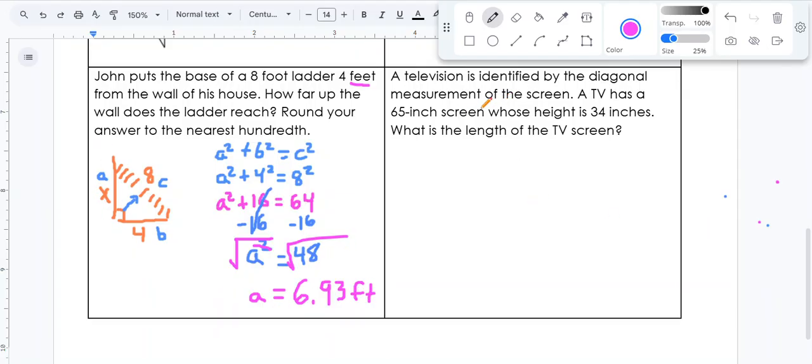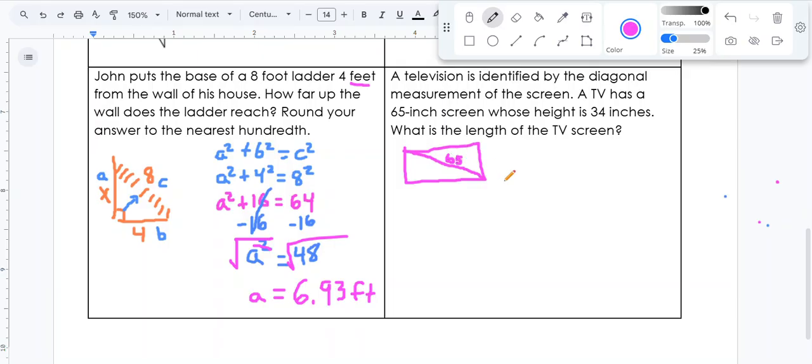All right, let's try this one over here. It says a television is identified by the diagonal measurement of the screen. So if you go to like Walmart and you see the TVs there and it says a 50-inch TV, what that means is they're measuring it from corner to corner, diagonally, right? So a TV is like a rectangle, right? So I'm gonna draw a rectangle. And it says the TV has a 65-inch screen. So that means my diagonal of my screen is 65 inches.